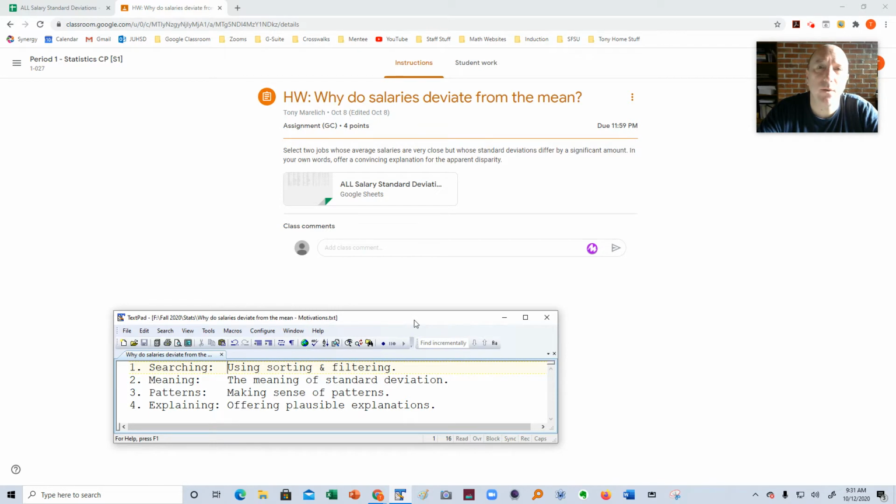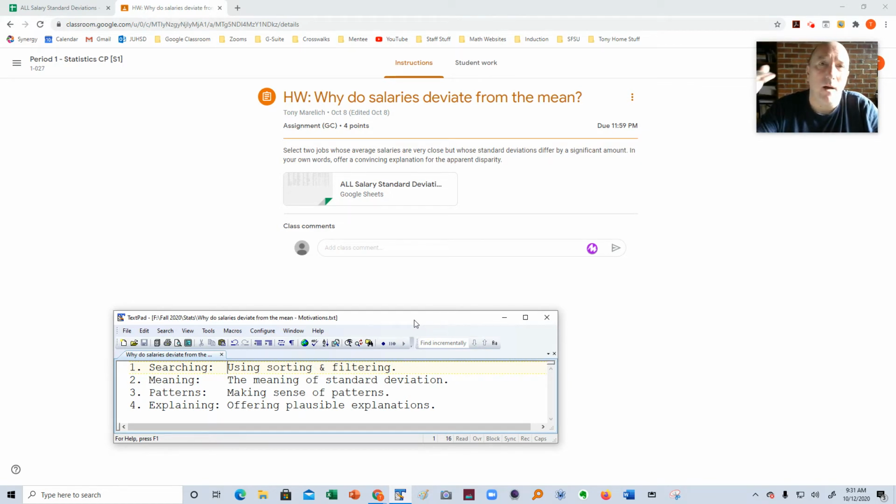Why do salaries deviate from the mean exercise? I've had a couple students ask me some questions about it, and it occurred to me that my explanation might not have been as explicit as it could have been. So I'm going to take a moment and dig in a little more deeply to the purpose of the exercise and to give you some background information.